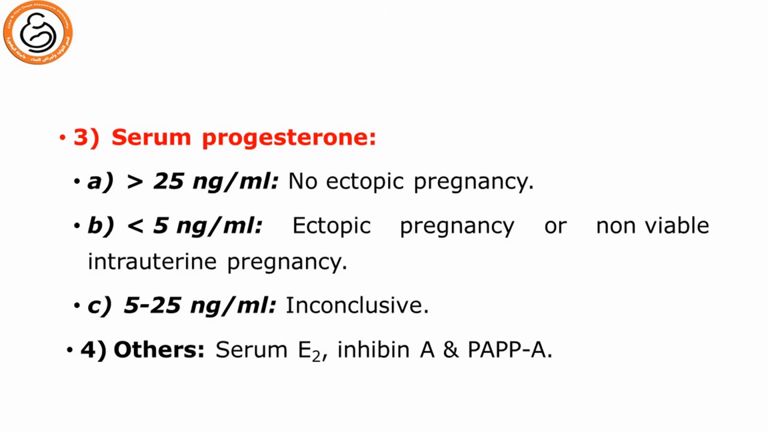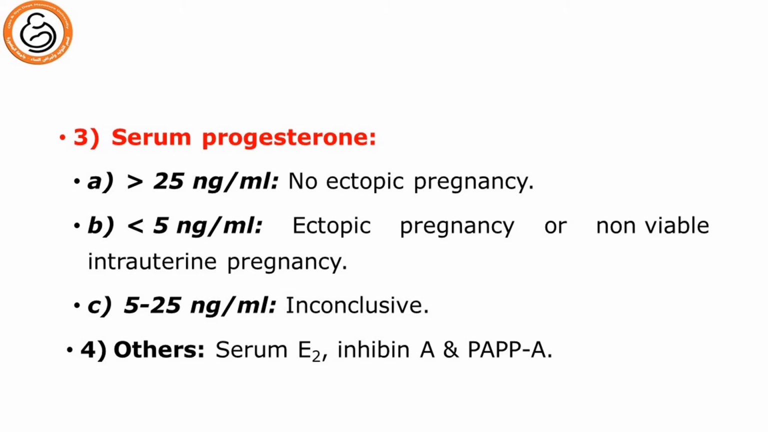Serum progesterone, which is not a common test: more than 25 nanogram per mL, no ectopic. Less than 5 nanogram per mL, there is ectopic pregnancy or non-viable intrauterine pregnancy. Notice that it will not differentiate between ectopic and failing intrauterine pregnancy. 5 to 25 nanogram per mL is inconclusive.